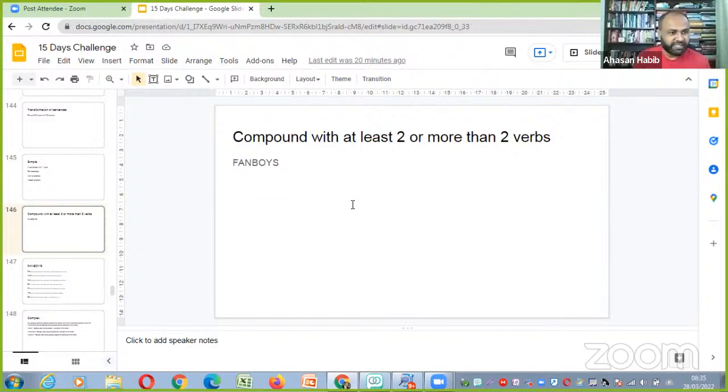So now, can you please type in the chat box: fanboys. Type in the chat box very quickly, fanboys. I'd like to see everybody's comment, because you've got to be very focused in these sentences. Otherwise, you will miss a lot. Type in the chat box very quickly, fanboys.